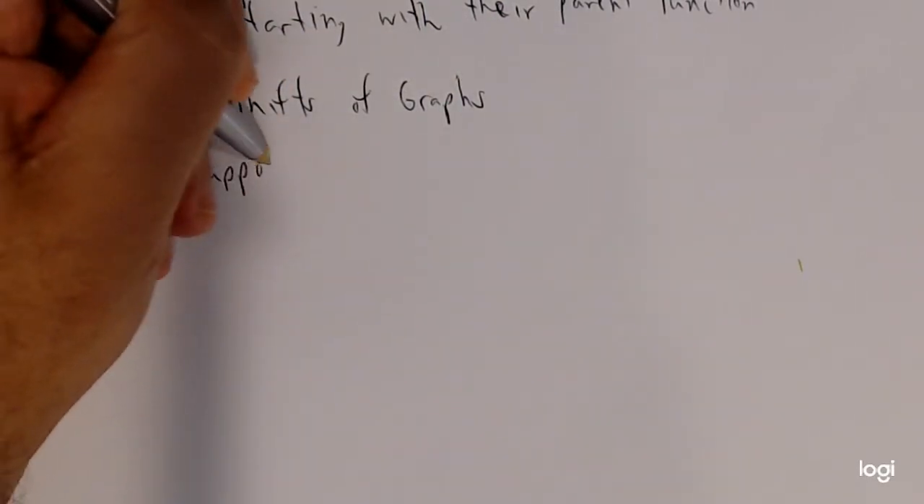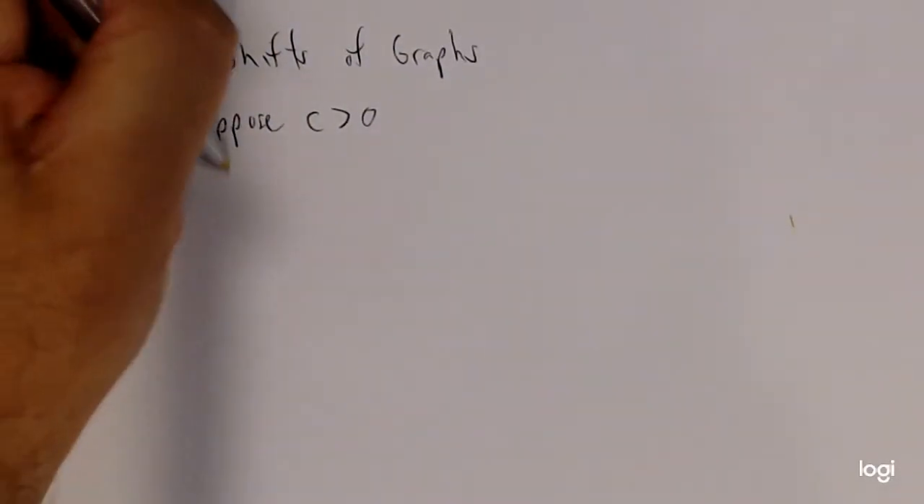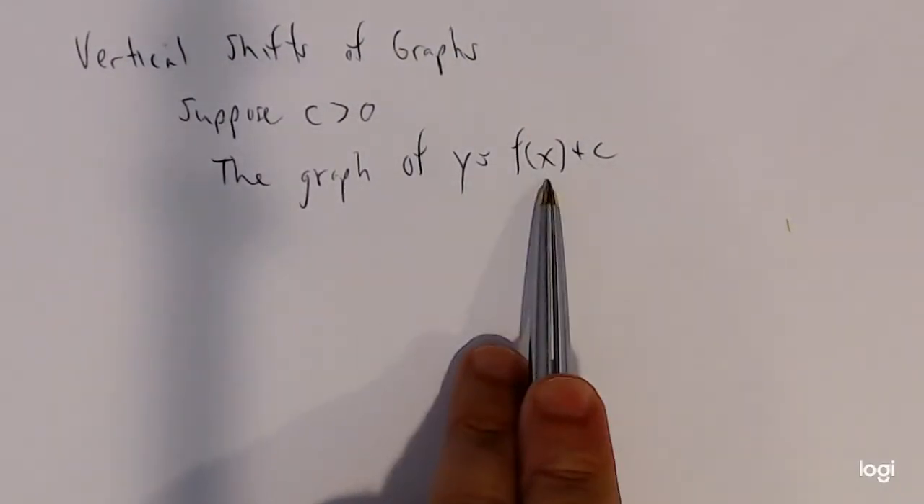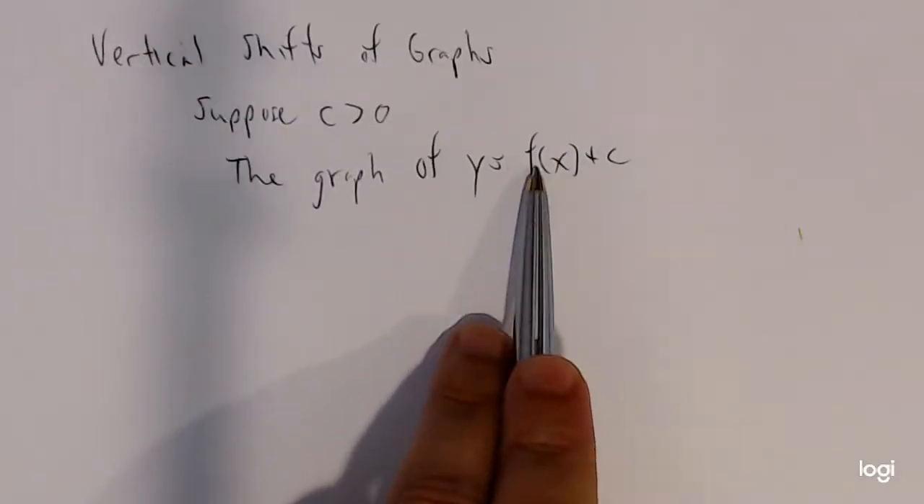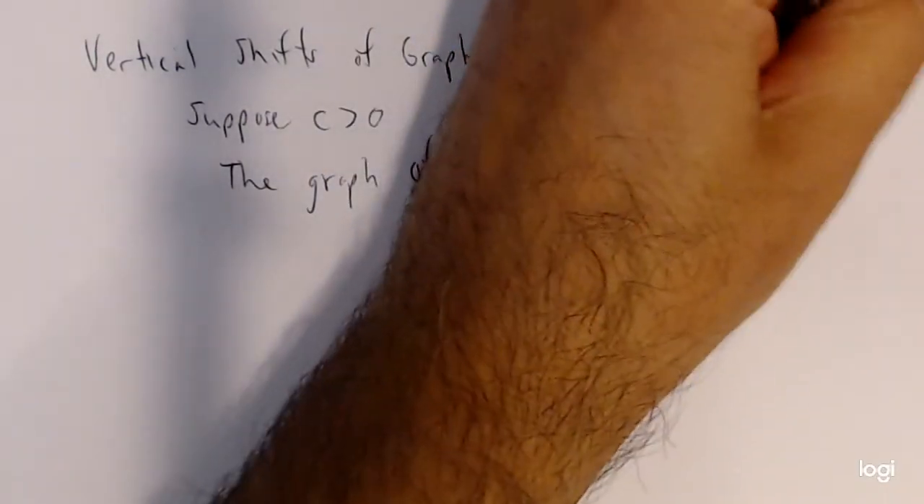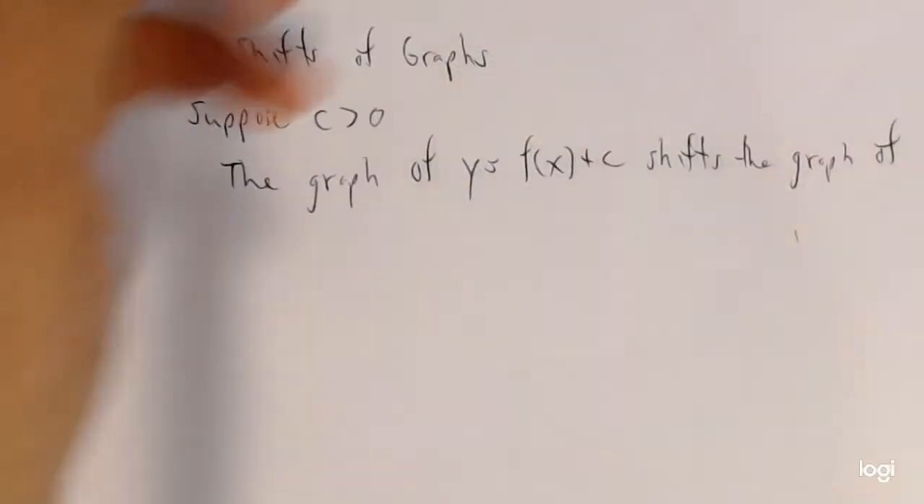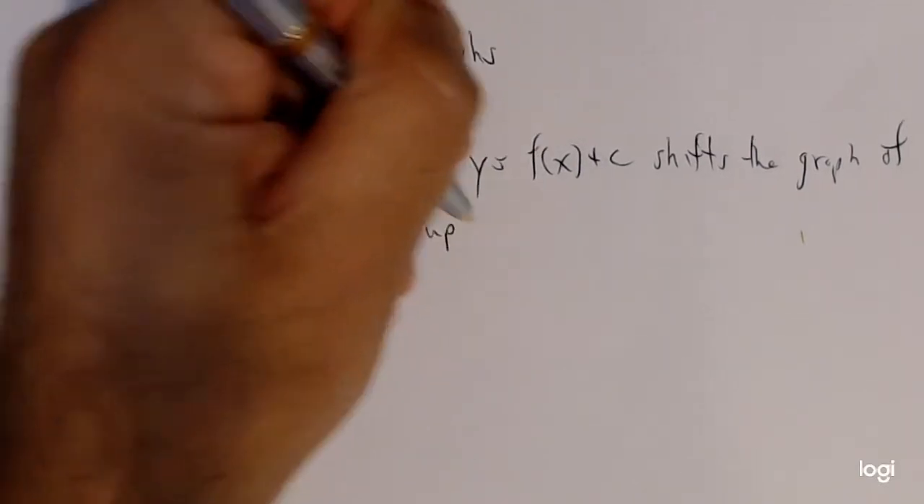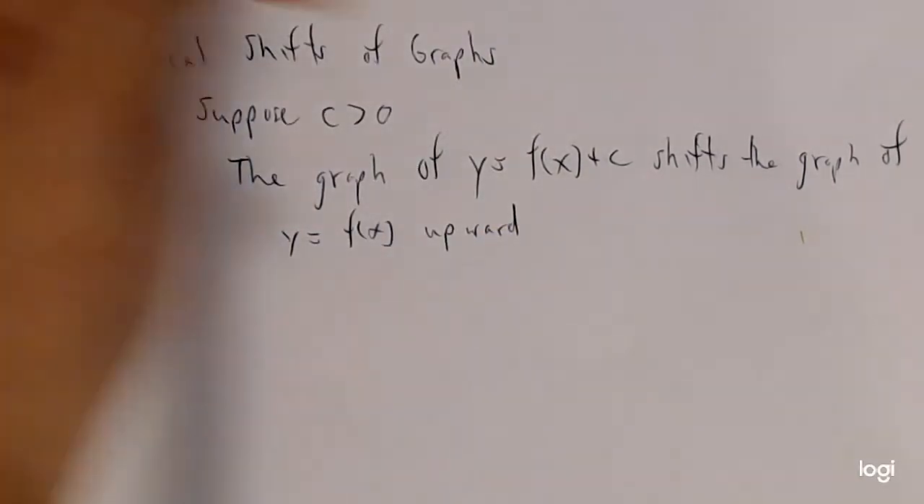So suppose c is a positive number, so c is greater than 0, then the graph of y equals f of x plus c. Now notice what I'm doing: I'm adding c to my y values because f of x is a y value. So what is this going to do? This shifts the graph of y equals f of x upward c units.